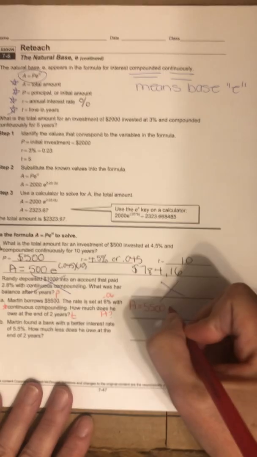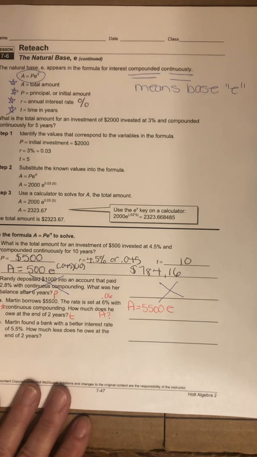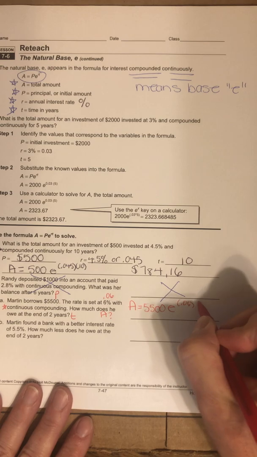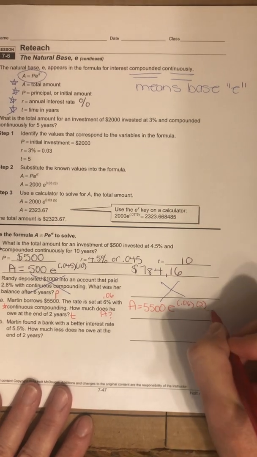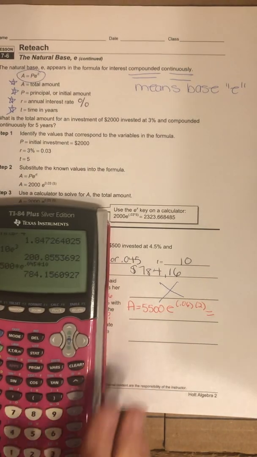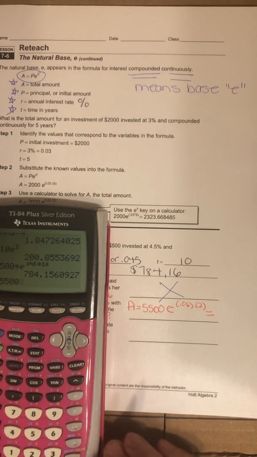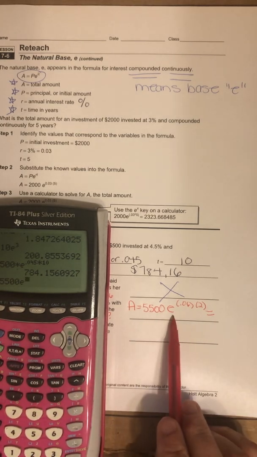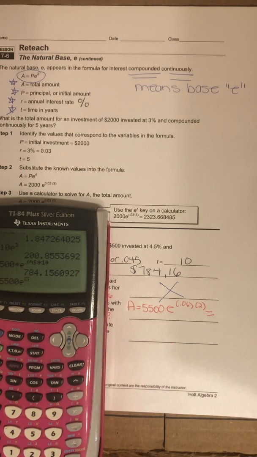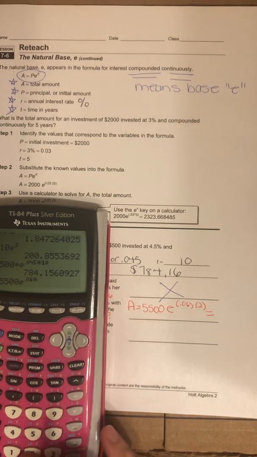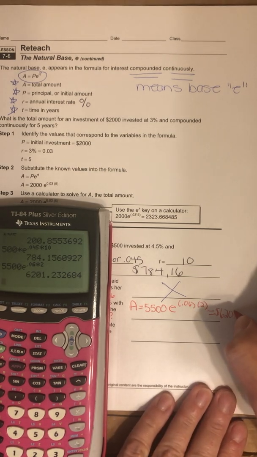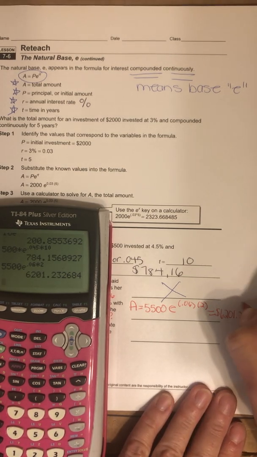There we go. e, continuous compounding. And the exponent is rate times time. Let's run that through the calculator. 5,500. And then e, you can put a multiplication symbol between the 5,500 and the e, or you don't need to. e, and then the exponent is 0.06 times 2. Let's see. That would be $6,201.23.